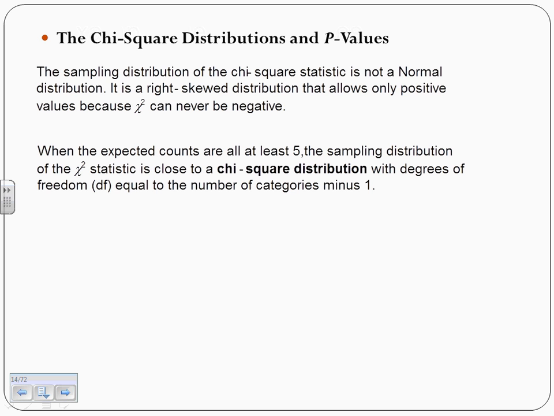So when the expected counts are at least 5, so actually it's a little bit more than this. So you want 20% are at least 5 and all are at least 1. That's kind of more. So 20% are at least 5, and all of the expected counts are at least 1, then the sampling distribution of the chi-squared statistic is close to a chi-squared distribution with degrees of freedom. So it's the number of categories minus 1.